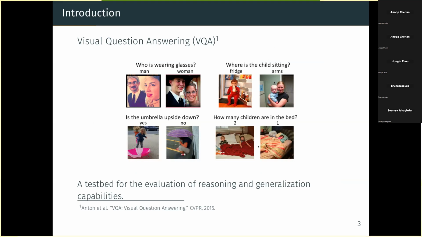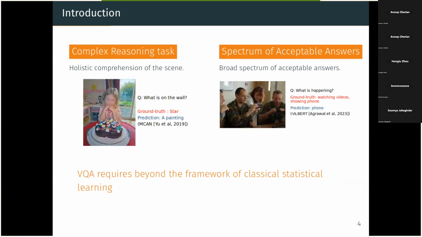Good. So as a multimodal task, VQA is normally used as a text-based evaluation of reasoning and generalization skill for AI models. Here are some features about VQA. As a complex reasoning task, it demands a holistic comprehension of the scene. For example, on my left, we see what is on the wall.